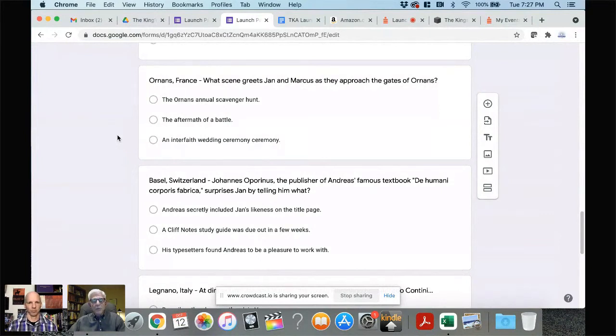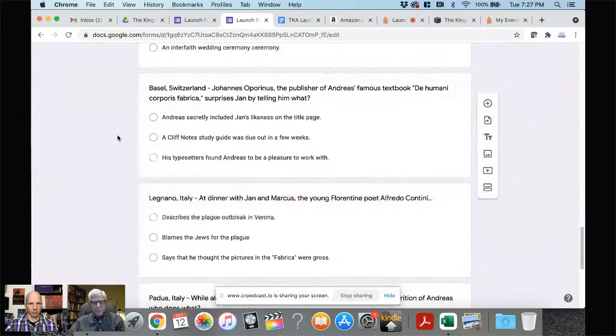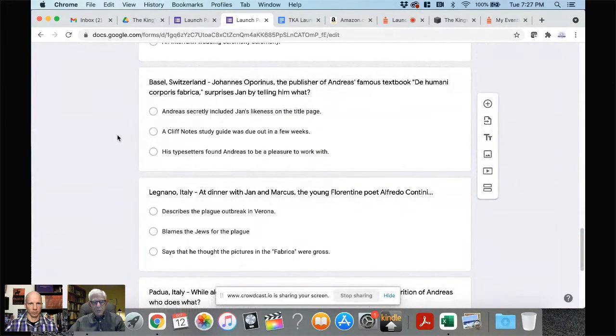So the right answer was that they saw the aftermath of a battle that took place just the day before, and they saw a bunch of corpses spread out on the field there. It was kind of a horrifying scene to them because it was totally unexpected.